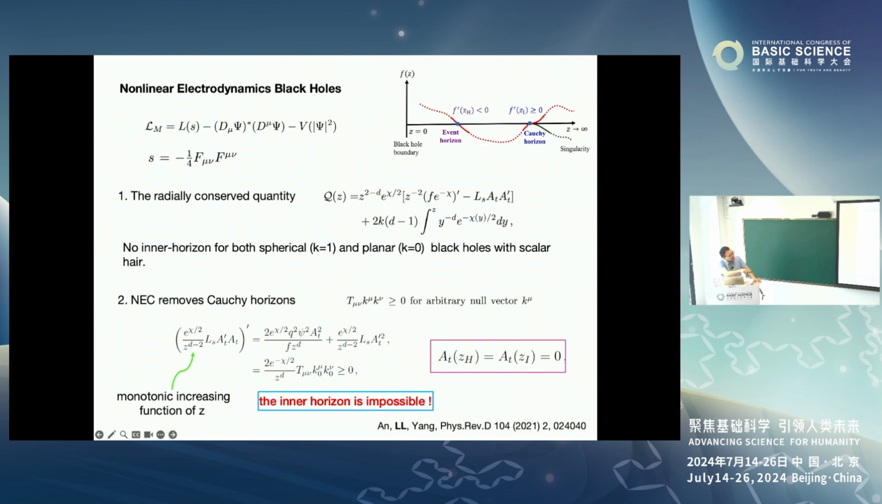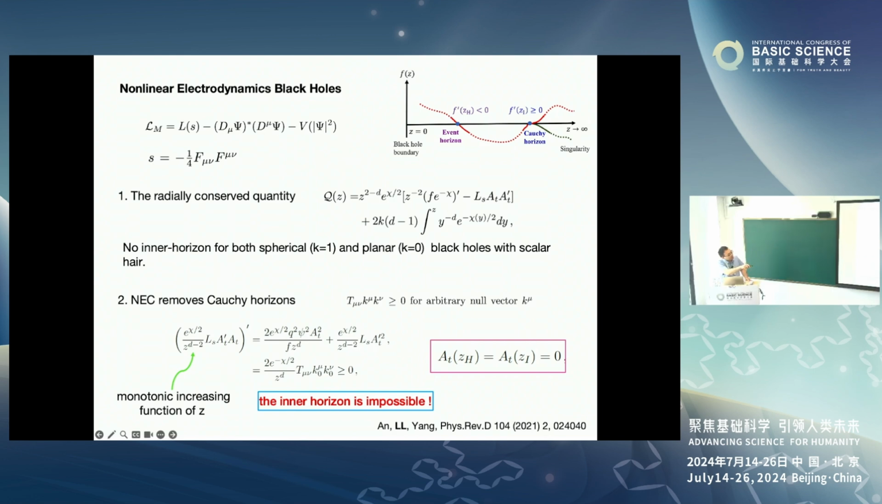So the argument is as follows. Using the Maxwell equation, you can have this combination. This prime is the derivative with respect to the radial coordinate, and you can use some combination. You see this quantity, and the K0 is the null vector. So if the null energy condition is satisfied, this quantity should be positive. That means this combination will be a monotonically increasing function with respect to the z coordinate.